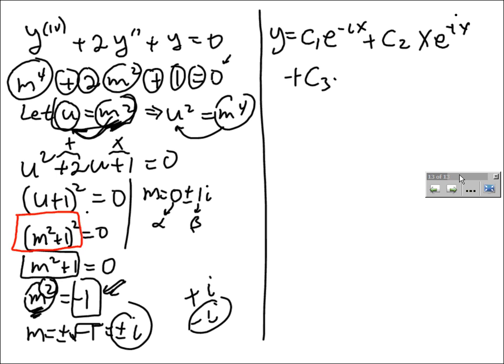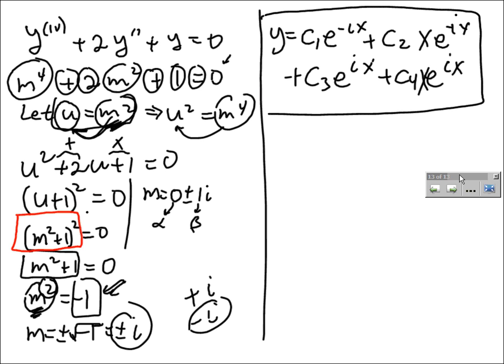Now I'll use the plus i. So c3 e to the ix, it had multiplicity of 2. So I get c4 x e to the ix. So here is a general solution to our equation. Now, let's see how we can clean this up a little bit.